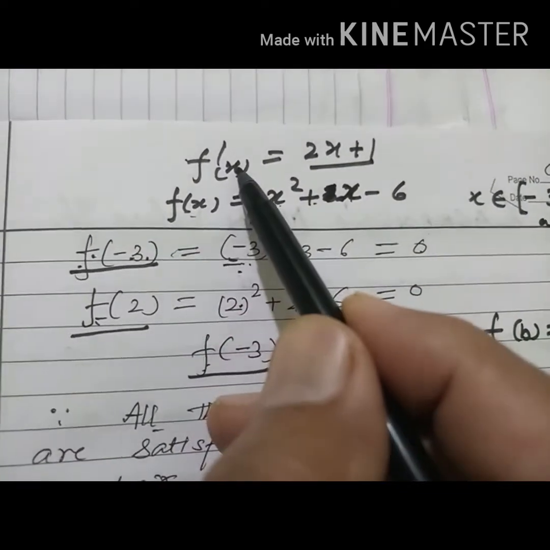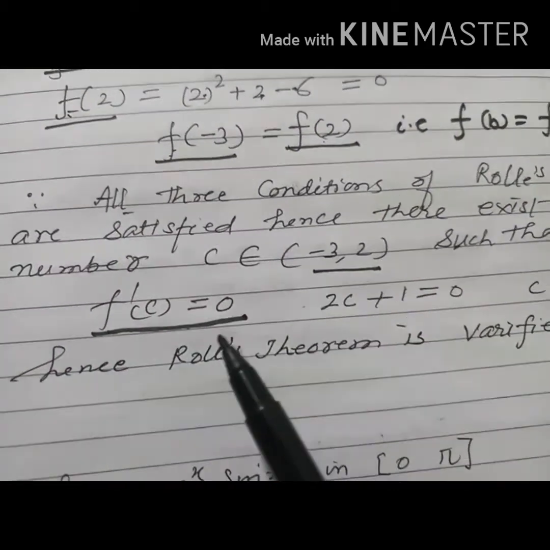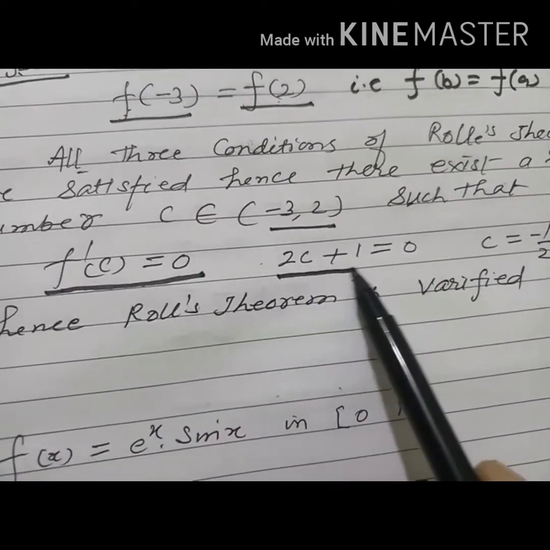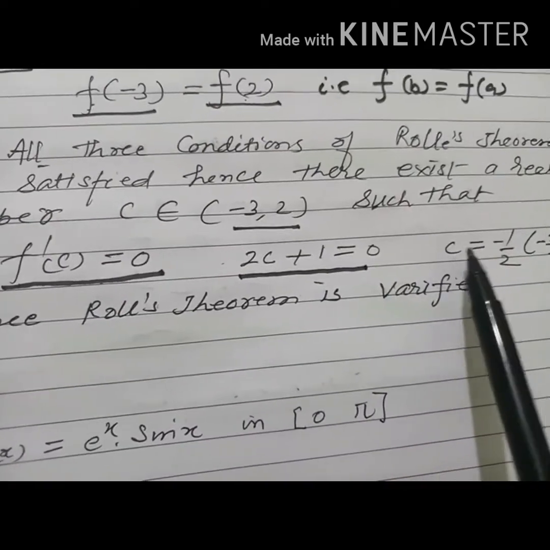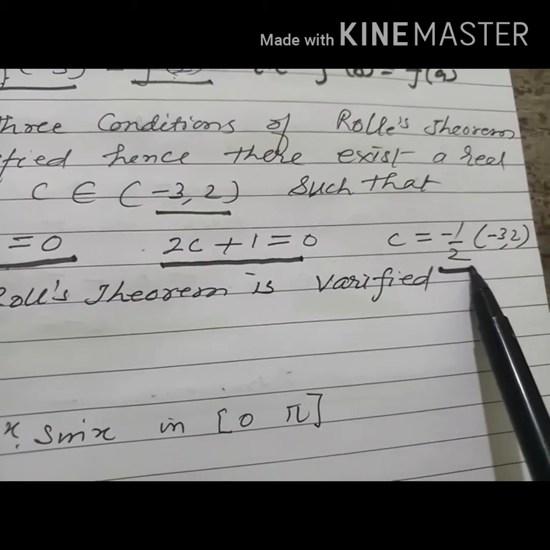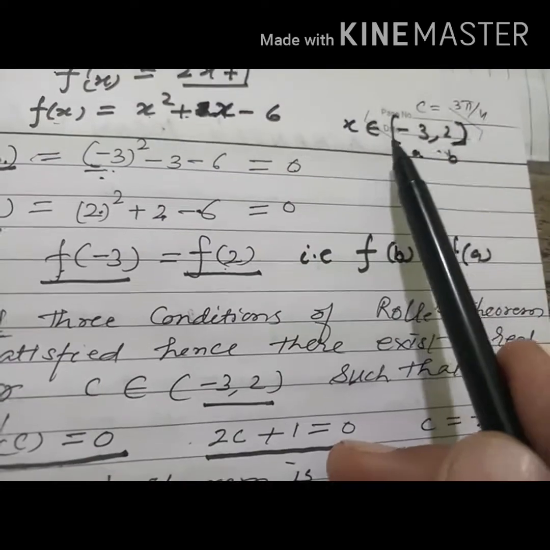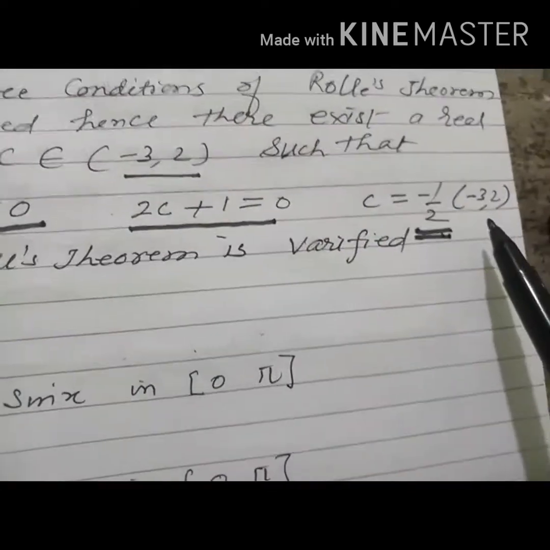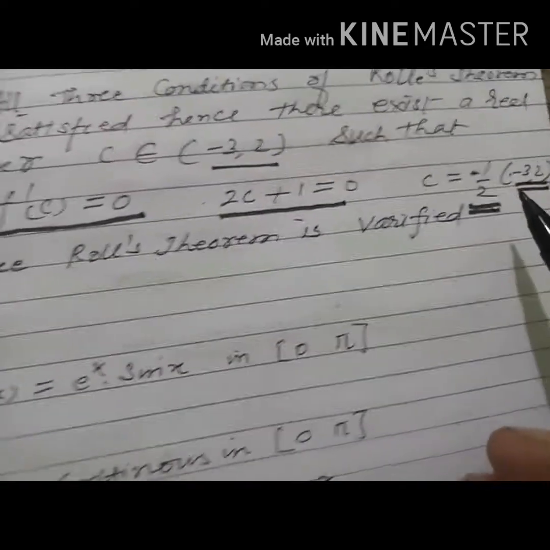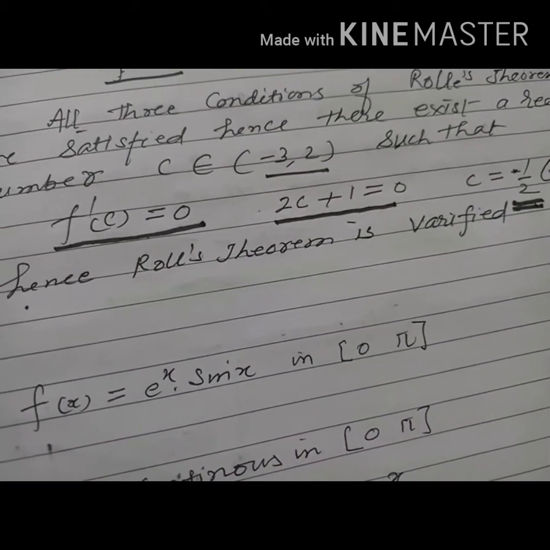So what is f dash c? You put c here. So the answer of f dash c is 2c plus 1 equal to 0. The value of c, if you find, comes out to be minus 1 by 2. Now whatever value of c you got, ये value हमारे इस इंटरवल के बीच में होनी चाहिए, ओपन इंटरवल. सो माइनस 3 to 2 इंटरवल था और ये माइनस हाफ इसके बीच में आ रहा है. Hence this particular Rolle's theorem is verified.